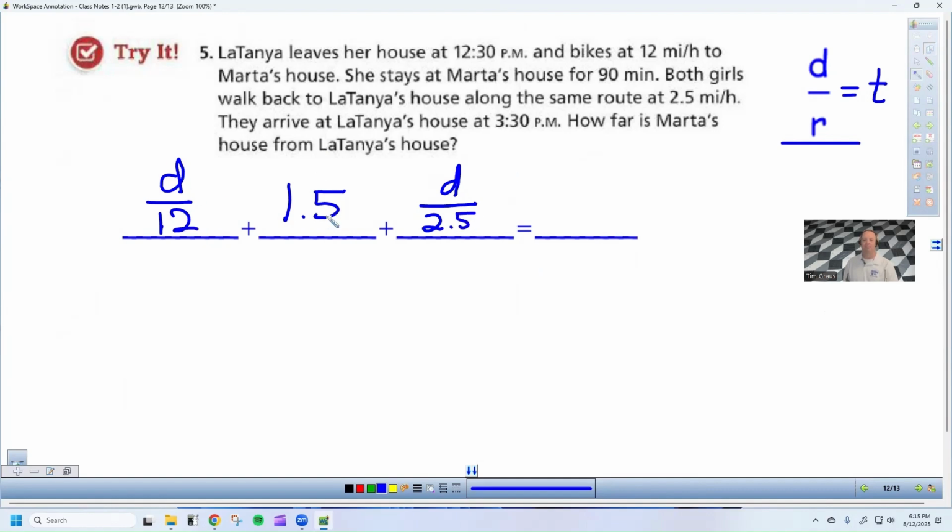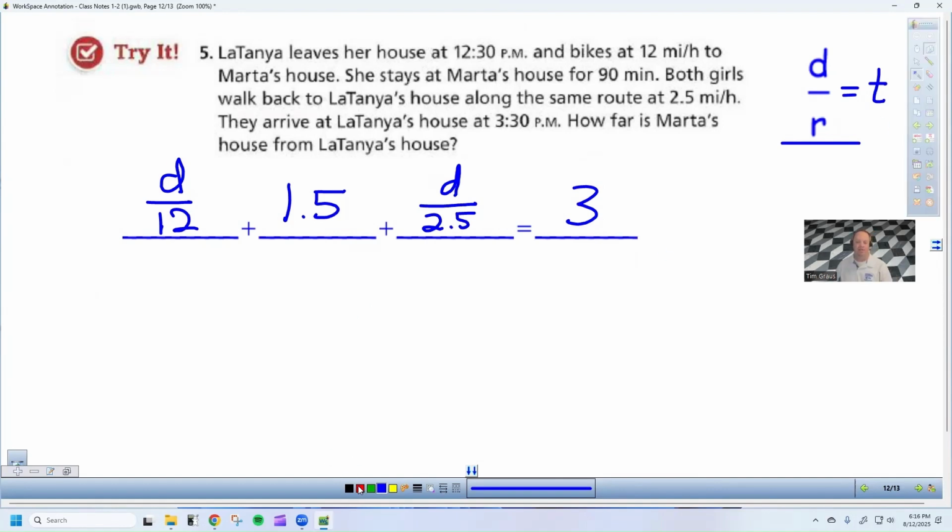So this is a time, this is a time, this is a time. It all adds up to some total amount of time. Well, remember, she started this thing at 12:30. She got back to her house at 3:30. That means it was a total of 3 hours. Now, we're going to try to solve this equation. And when we find D, we'll know the distance from Marta's house to Latanya's house.